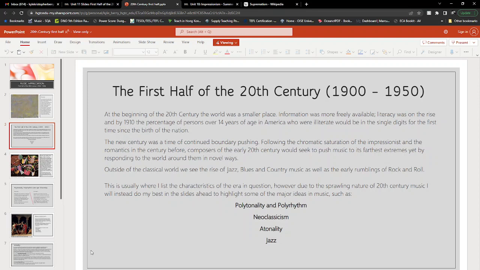These are four different ways that artists have filtered musical thought during this time. Many times, these things did not happen at the same time. In fact, things like neoclassicism and atonality, or jazz and atonality, can sometimes be opposed. You can't have one and the other. But these are four different ways that people thought about music during this time.